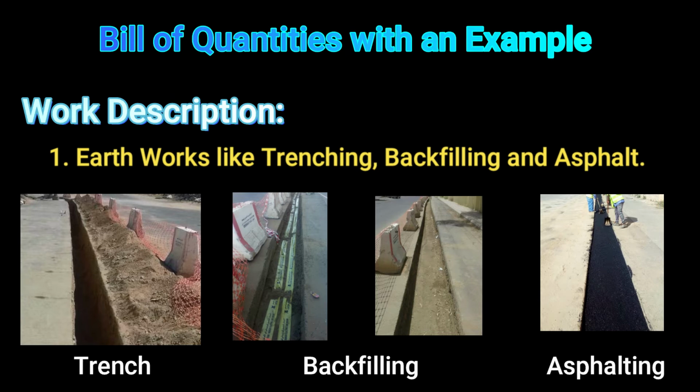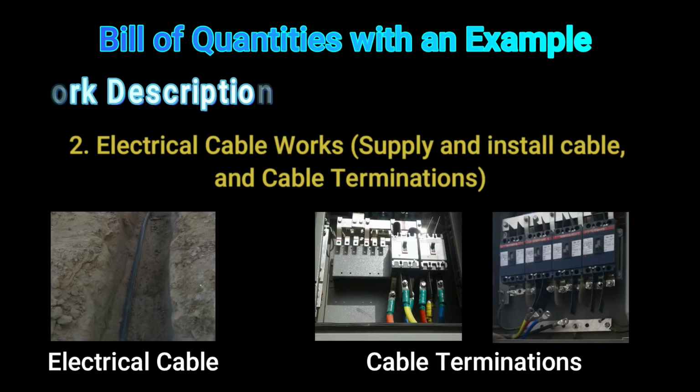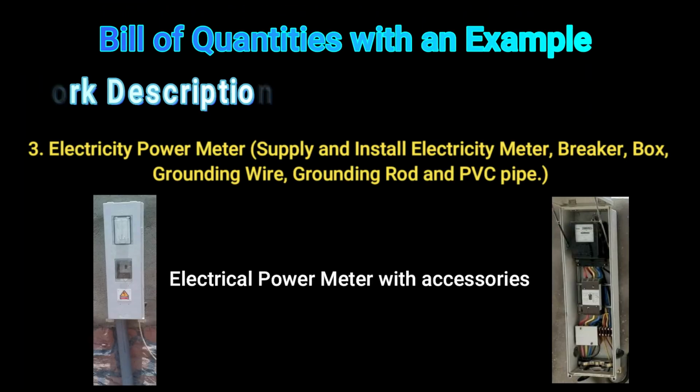The first section of the work scope is shown here. First is the trench, then backfilling and then asphalting. The second section of the work scope is shown here. Electrical cable pulling inside the trench and then cable termination with breaker and power meter. The third section of the work scope is shown. There is the electrical meter, breaker, box, grounding wire, grounding rod and PVC pipe as shown in these photos.